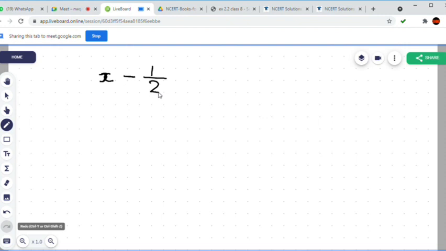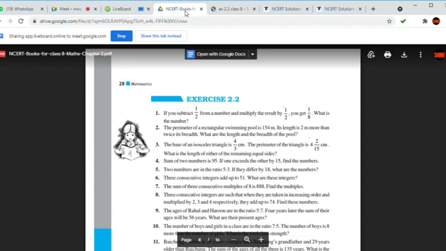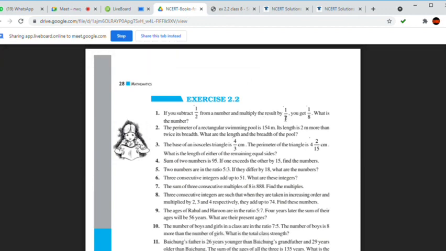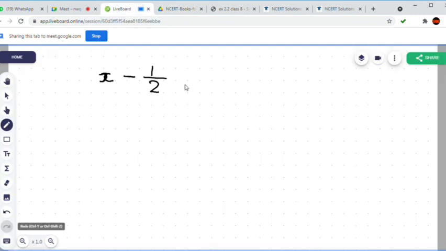All of you listen only, no need of writing anything. If we subtract 1 by 2 from a number, that number we can take as x, and so we can write it as x minus 1 by 2. Now what do we do next? Subtract 1 by 2 from a number and multiply the result by 1 by 2.